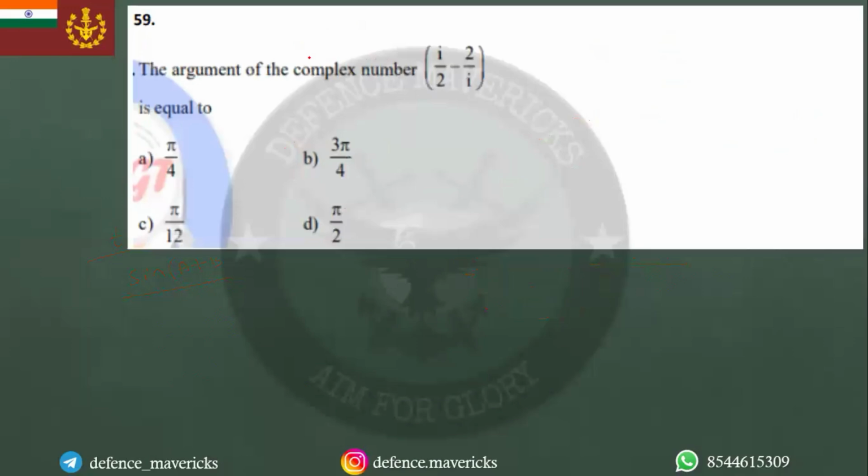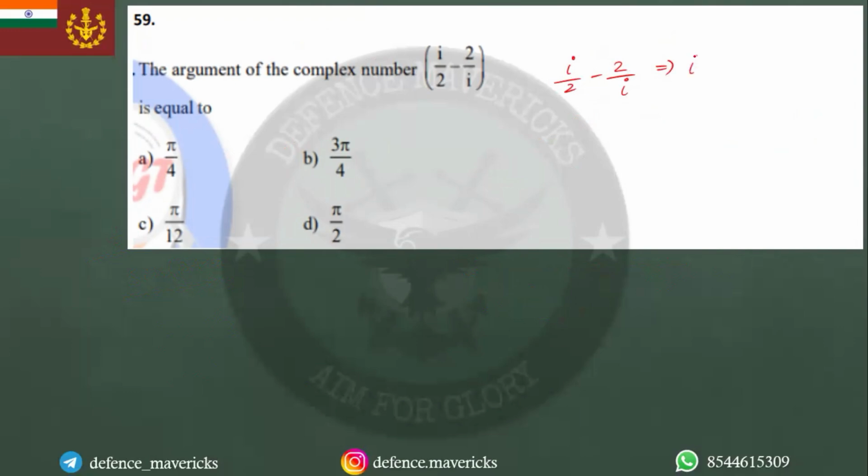Okay. The argument of complex number. Okay, so again argument का question आ गया. So argument, you cannot directly take out the argument of this and then subtract. That is not going to happen. So what you have to do, you will have to simplify first.